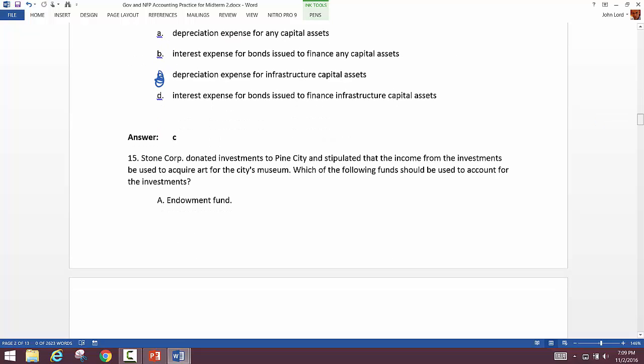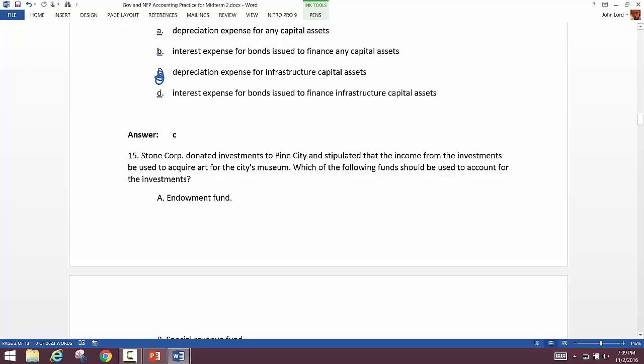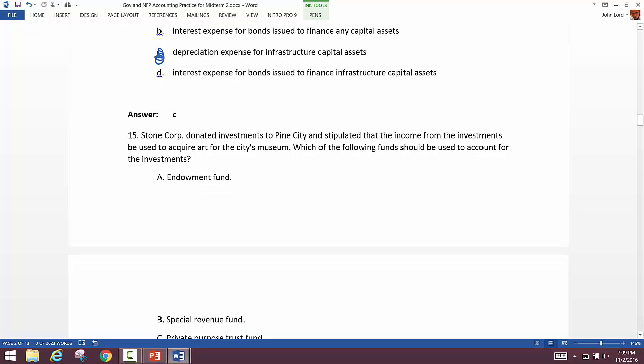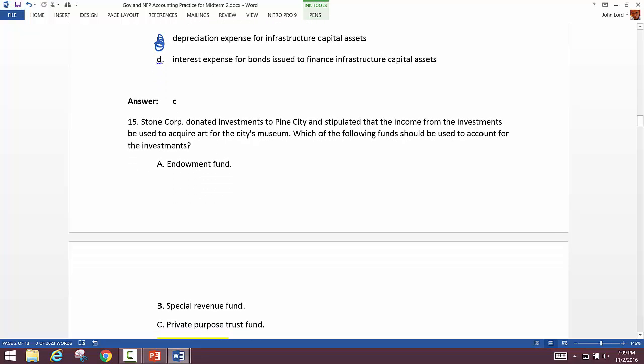Okay, good. Stone Corp donated. You guys need to take a break or what? Okay, Carolyn, you'll be in charge of telling us when, but don't get filled with power, okay?